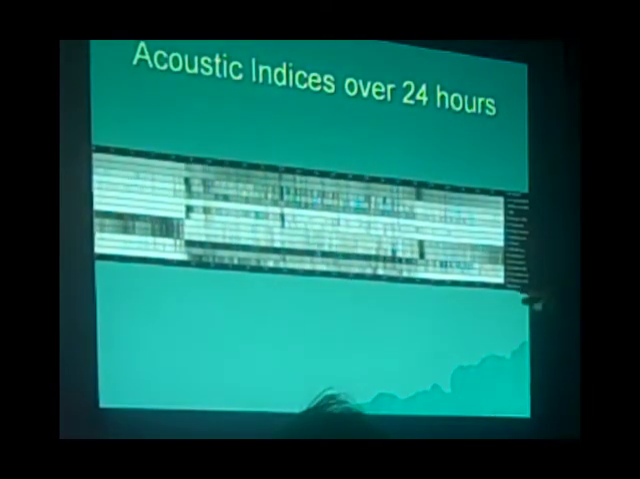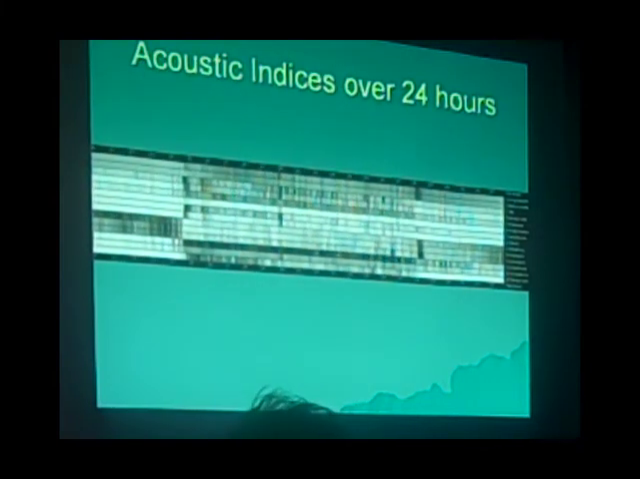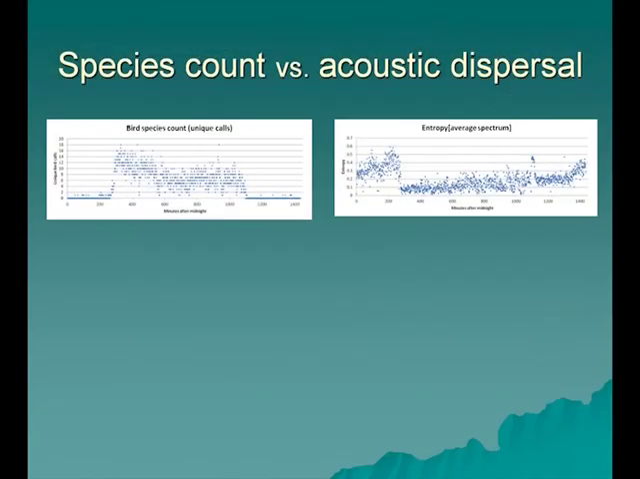So anyway, we've got 13 indices, and the trick was to see, can we use these indices to direct our sampling of very long recordings so that we're starting to pick up places where we're likely to get bird calls. That's the point of all of that.